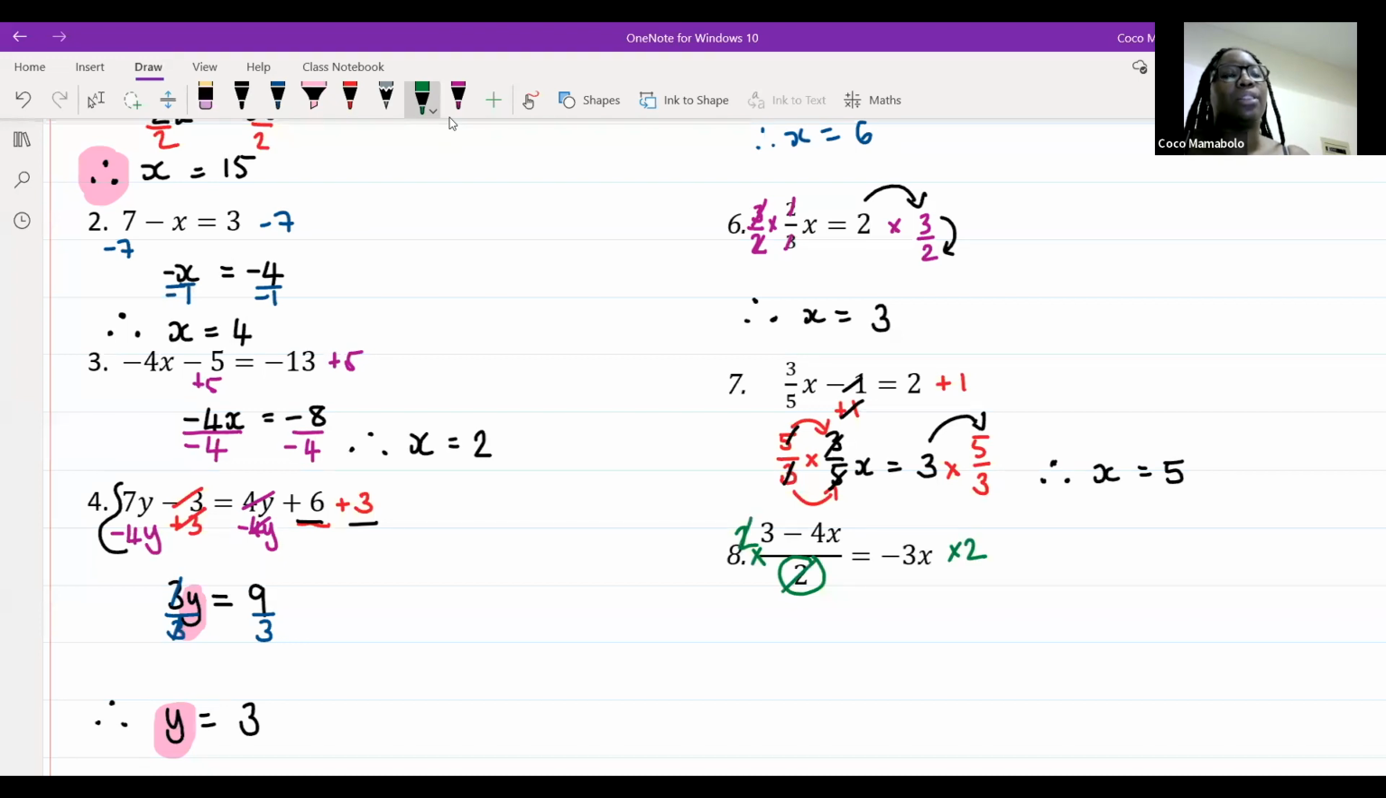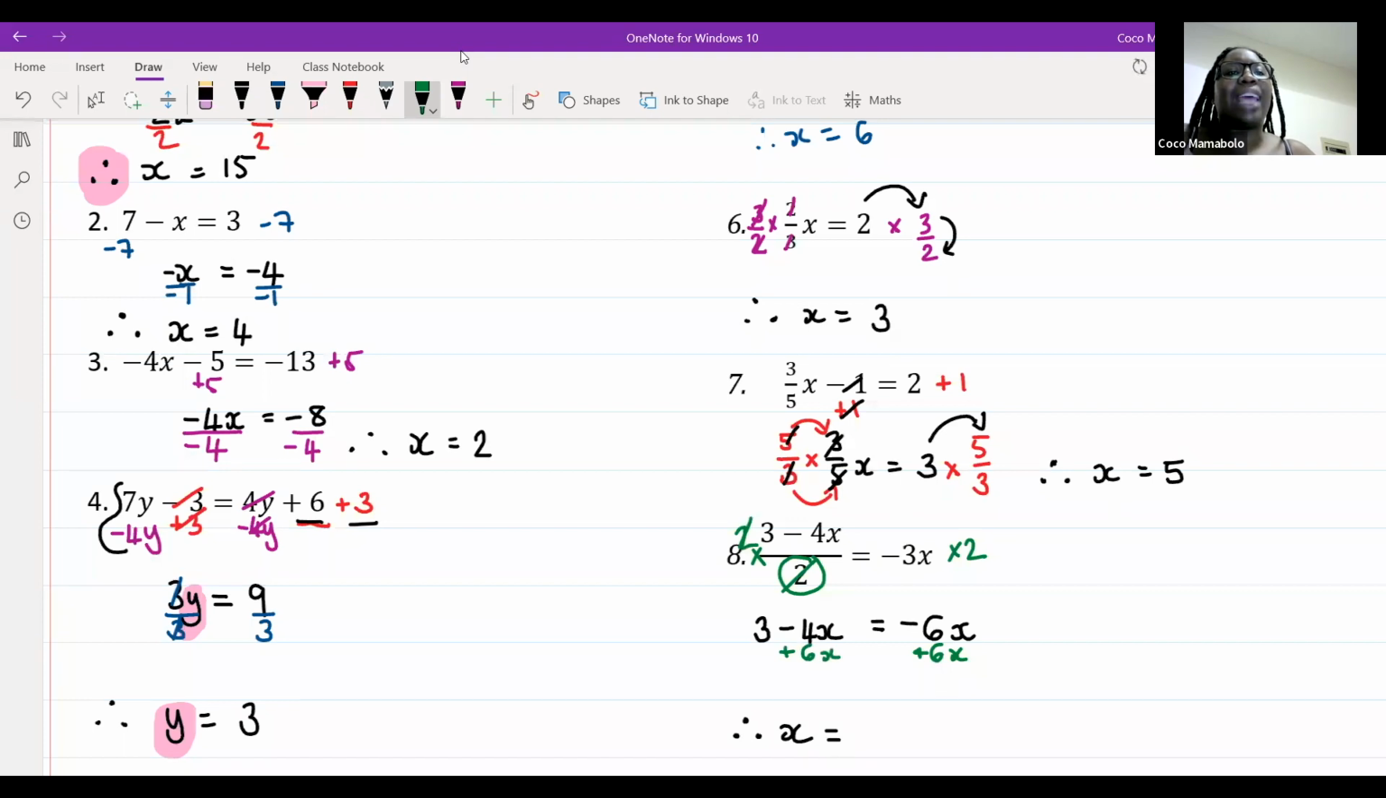These 2 will cancel. And what I will have left is 3 minus 4x is equal to negative 3x times 2 is going to give me negative 6x. Now, because I know at the end, my answer must say, therefore, x is equal to something, I want everything with an x on one side and everything that's a number on the other side. So in order to do that, I'm going to take this negative 6x and I'm going to add 6x on this side, add 6x on that side.